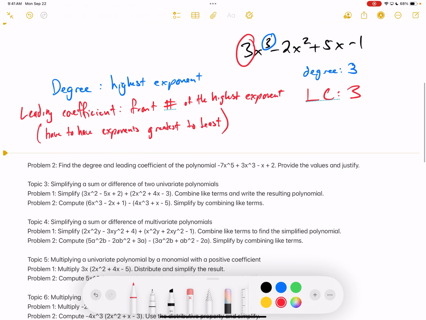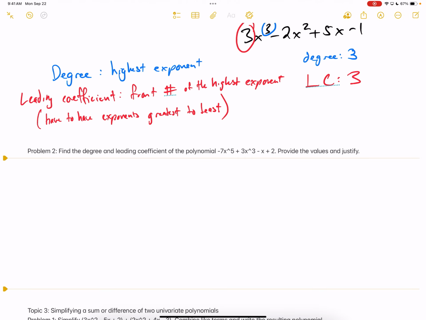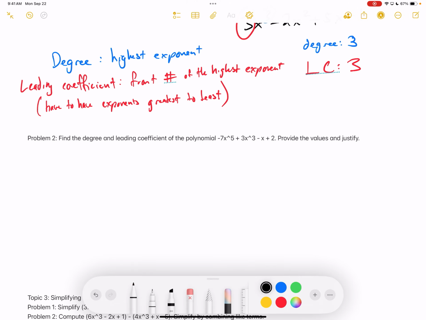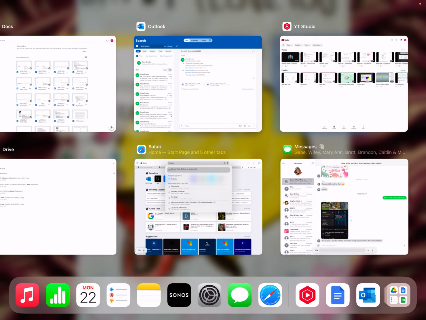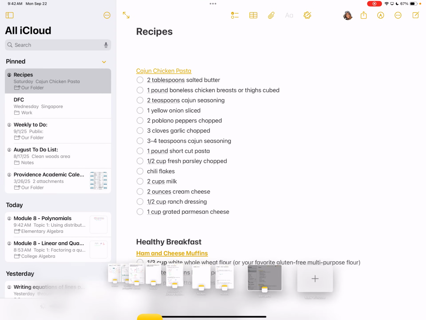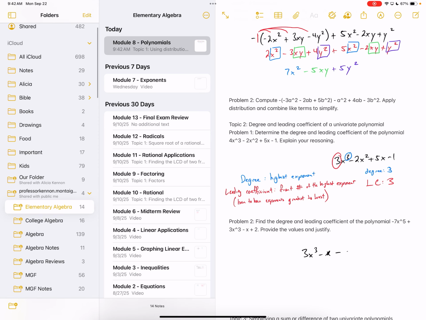Okay, so if they were to give you a problem like this, I'm going to rearrange this problem real quick so you can kind of see it. But if I had like 3x cubed, why is my pencil not working? Oh my goodness, let me exit out of this real quick and see if, because my pencil is not catching there.